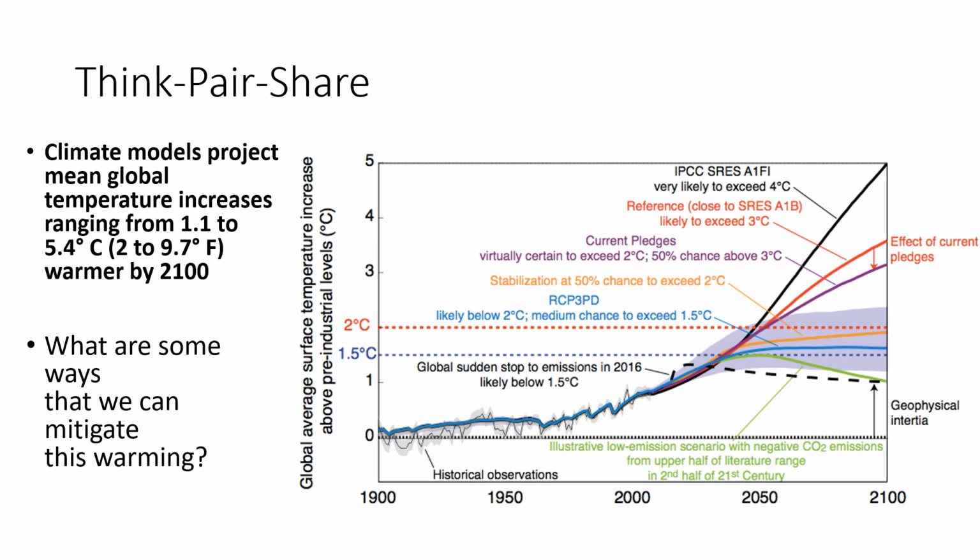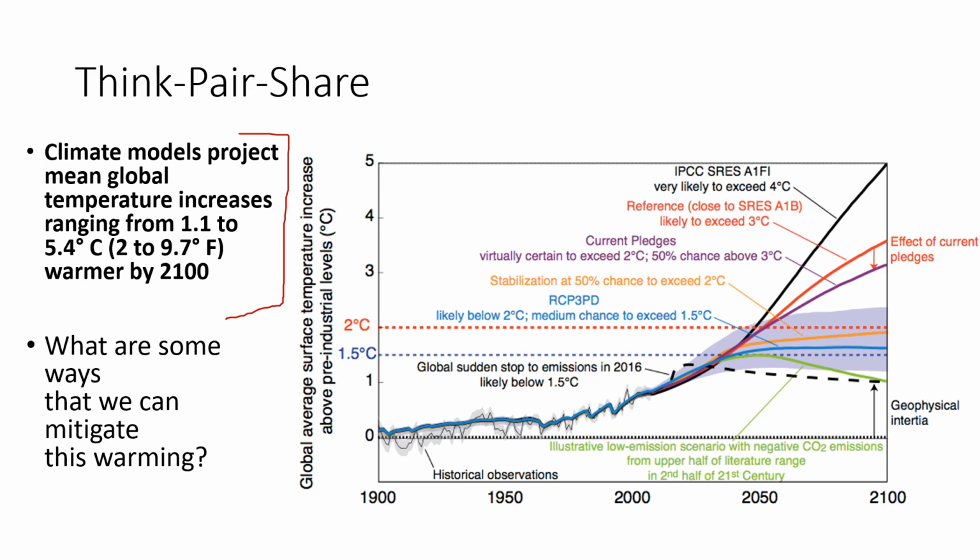So right now, the climate models are projecting that mean global temperature will increase between 1.1 and 5.4 degrees Celsius by 2100, depending on what model we use. Now, we've already hit 1.5. So in 2024, we hit a few days, or a week or so, where global average temperature went above 1.5 degrees Celsius above pre-industrial level. But the average for 2024 was less than 1.5 degrees Celsius.